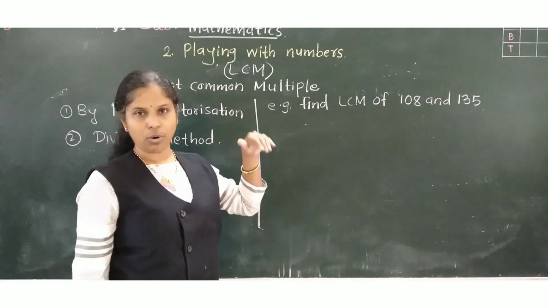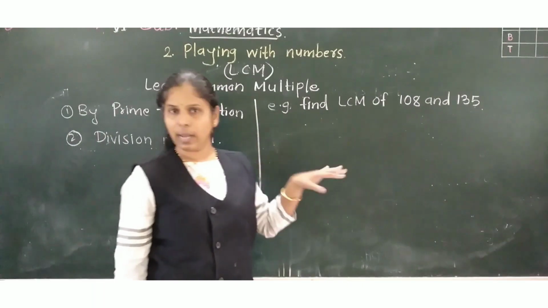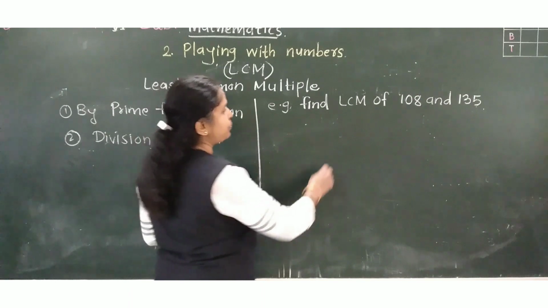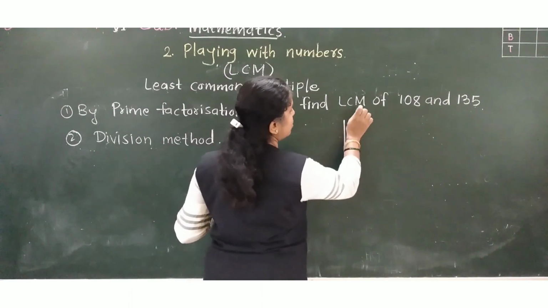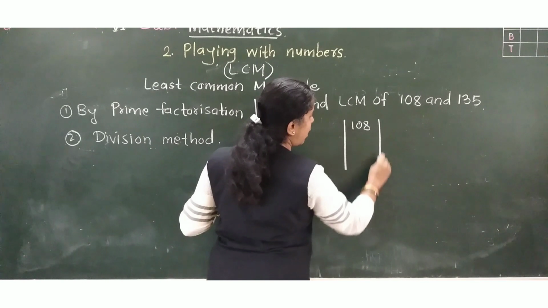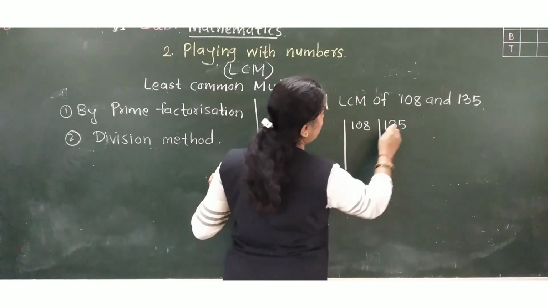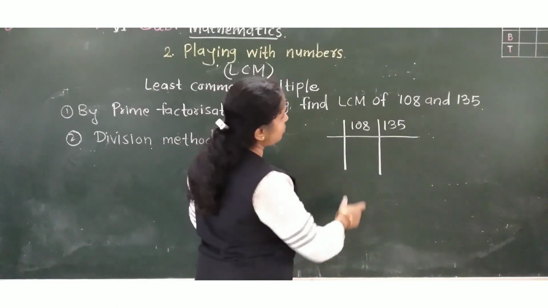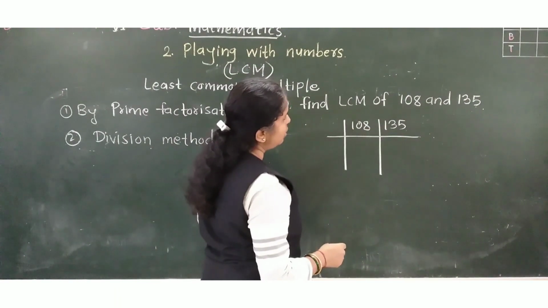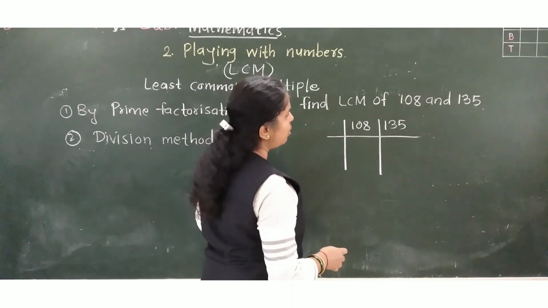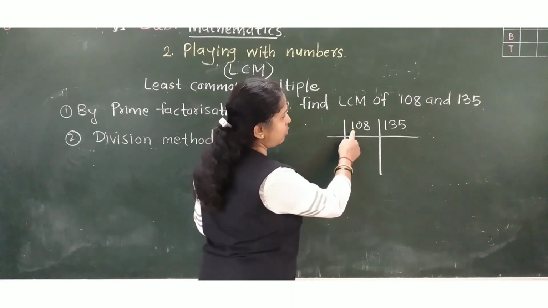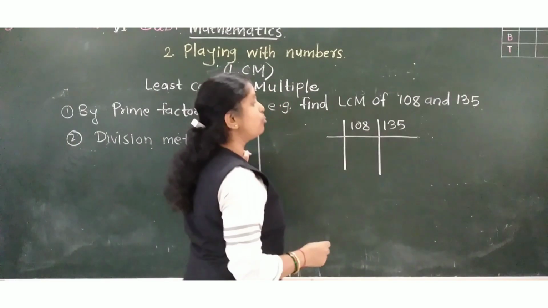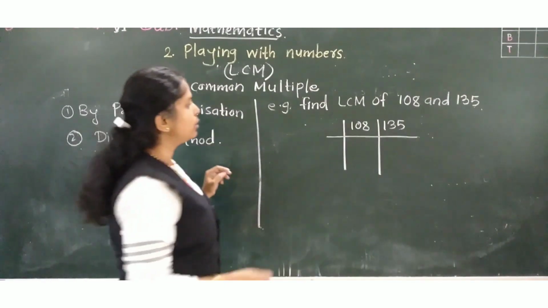Now, same way we can find out the least common multiple of any numbers by using the division method. Now what is that division method? See here. At a time we have to go on dividing the numbers. Now see, here can we divide 108 and 135? See here, 8 plus 1 is 9, and 5 plus 3 plus 1 is 9, which means both numbers are divisible by 3.